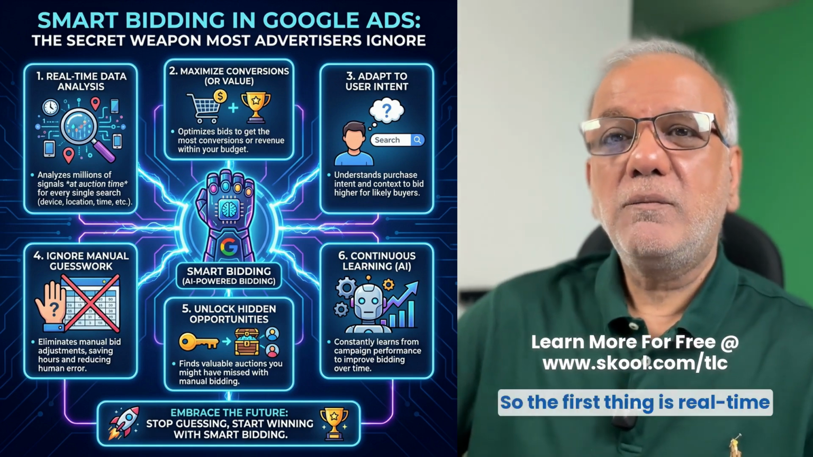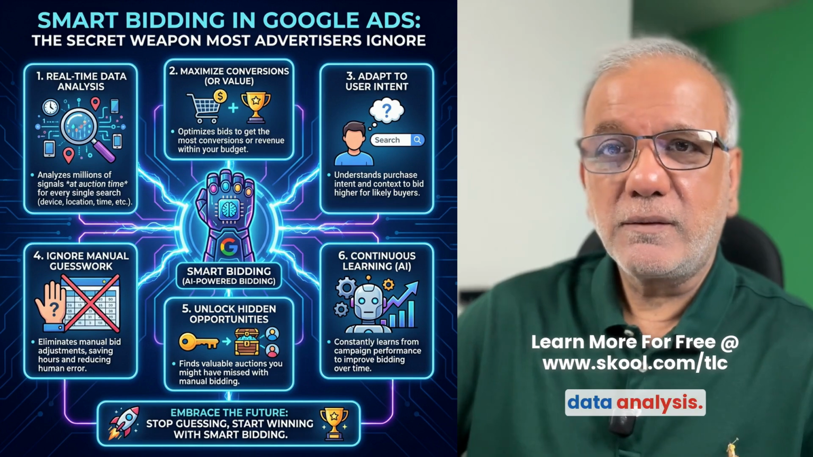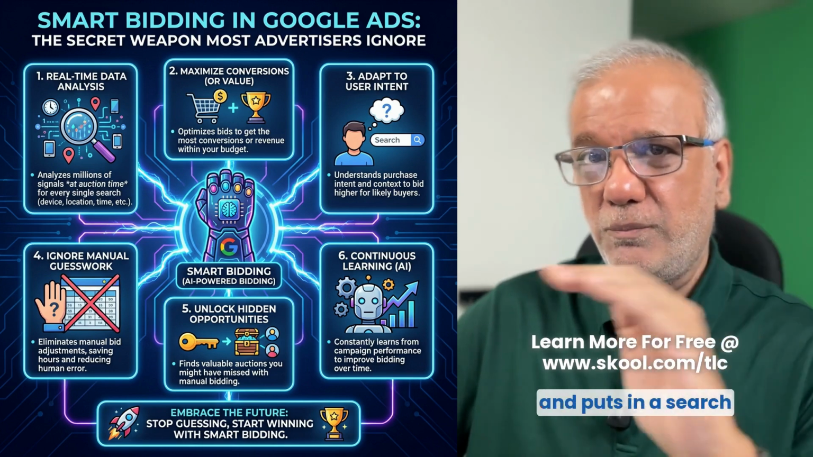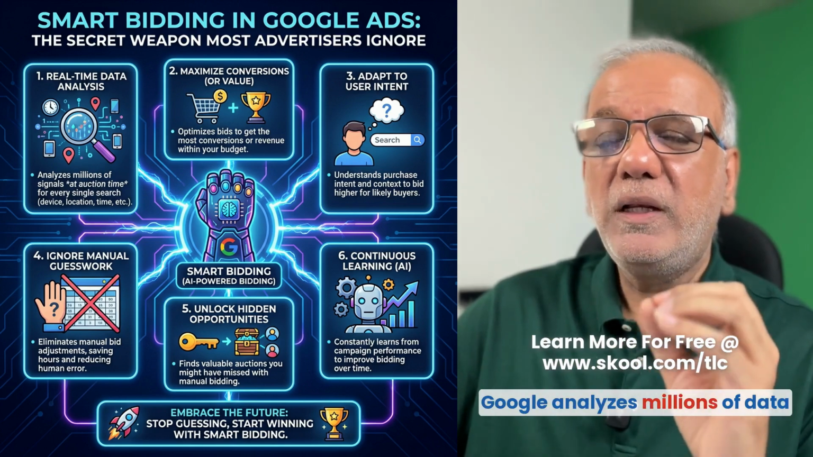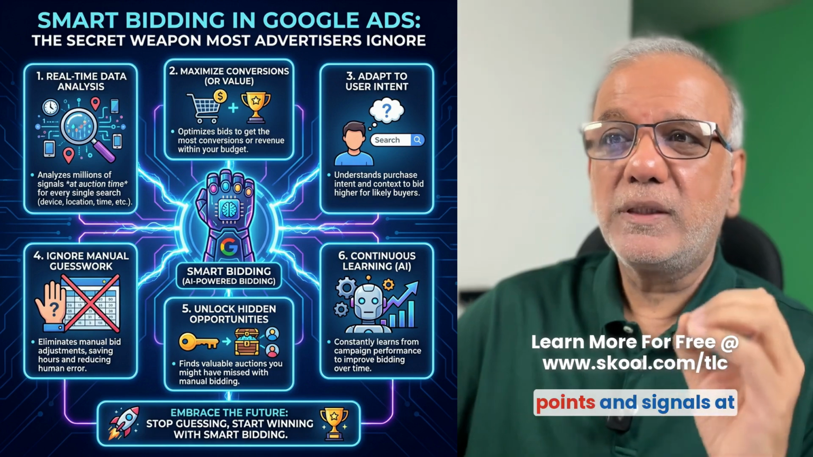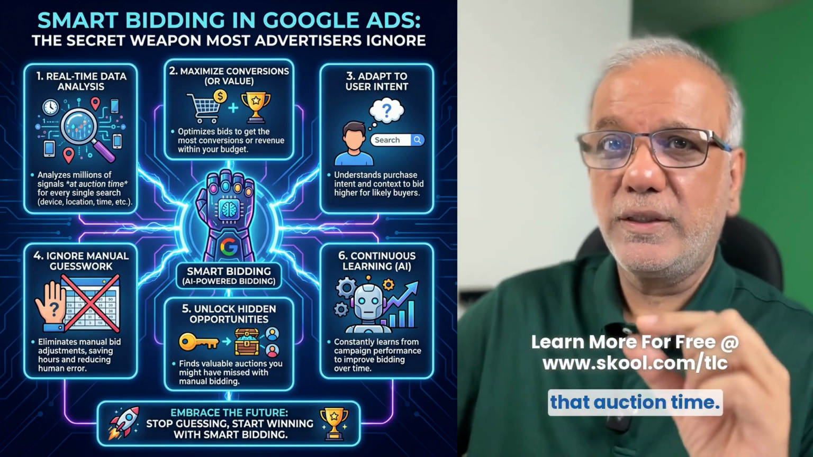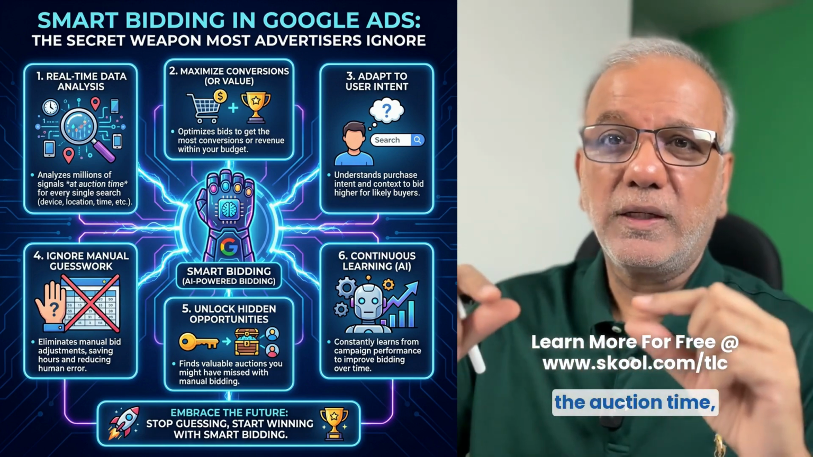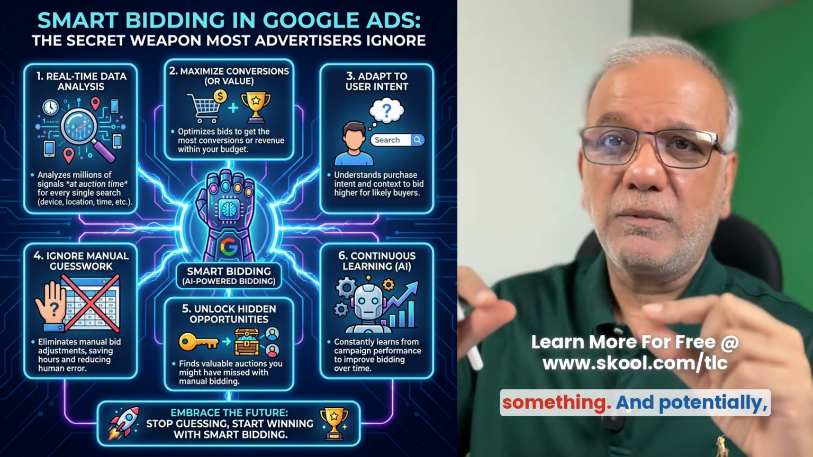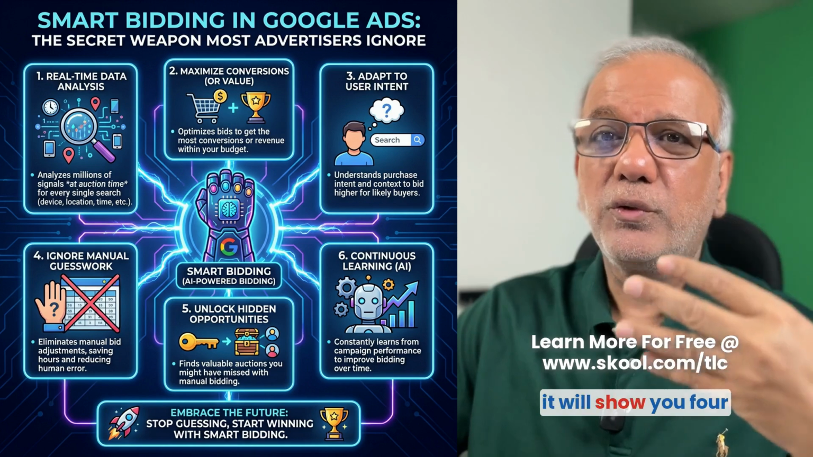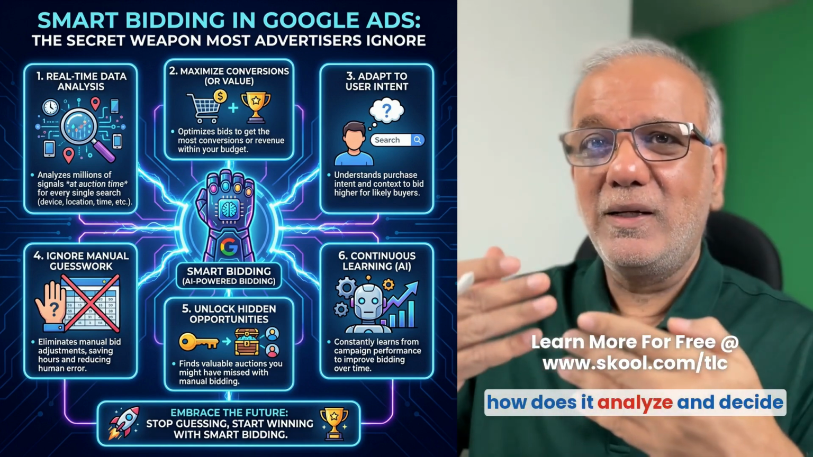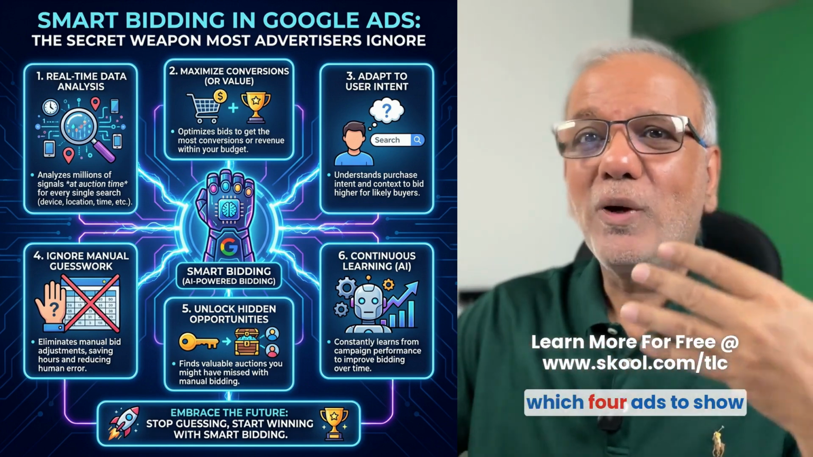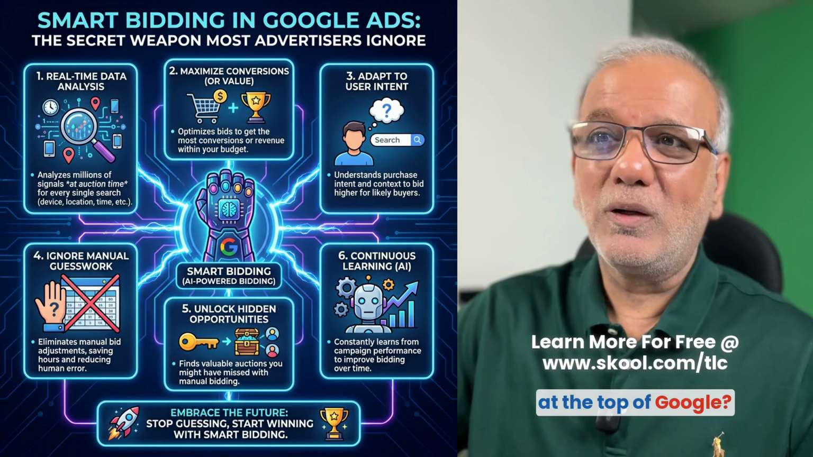So the first thing is real-time data analysis. When someone goes to Google and puts in a search, Google analyzes millions of data points and signals at that auction time. That is what we call the auction time, when somebody is searching for something. And potentially it will show you 4 ads at the top.